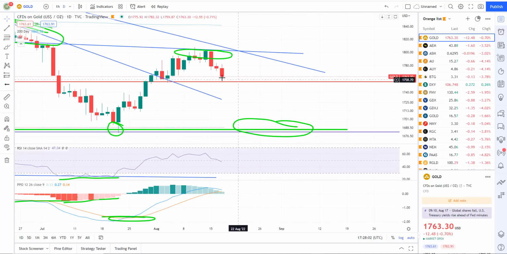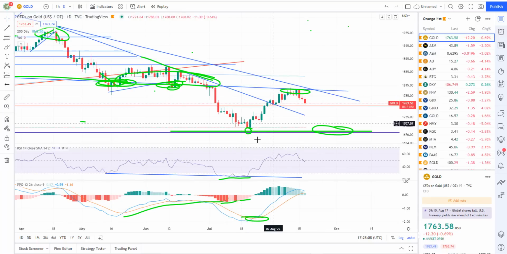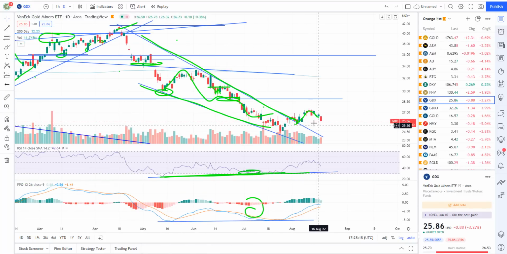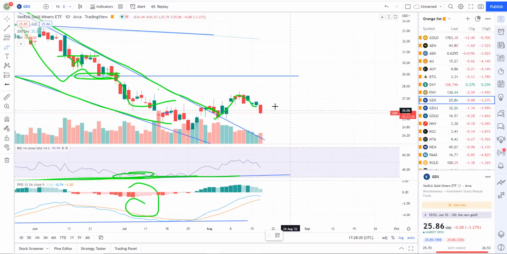Gold's coming into some support right here at about 1755, so we'll see if we get a bounce off of that. You know, I don't have a good read on gold right now. The miners look a little bit more readable in terms of the chart. Here's the GDX. To me, it looks like we're possibly going to come in for that back test I talked about. So basically run down and hit this.